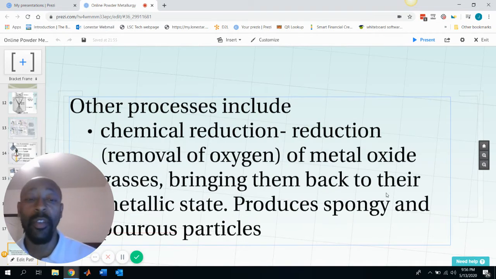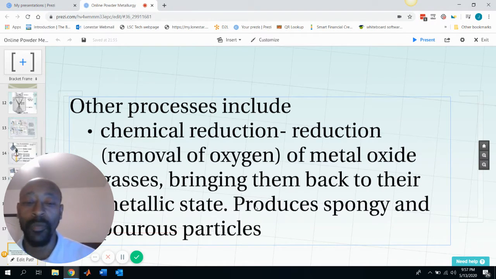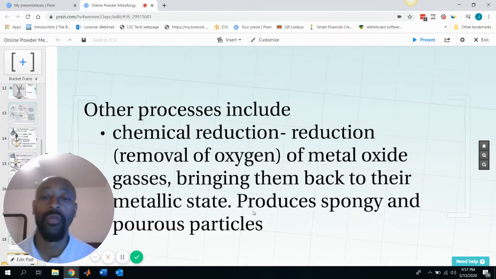Other processes that can be used to make metal powders include chemical reduction, which is a chemical process. Reduction really just means that you remove oxygen. So you start out with a metal oxide, which is a compound of metal and oxygen. Then you get rid of the oxygen, which leaves just the metal left over. And that produces more spongy and porous type particles.